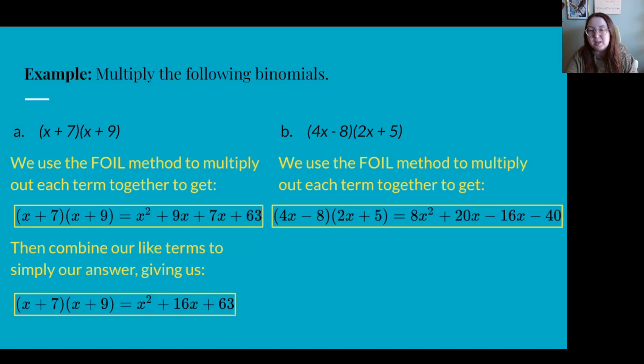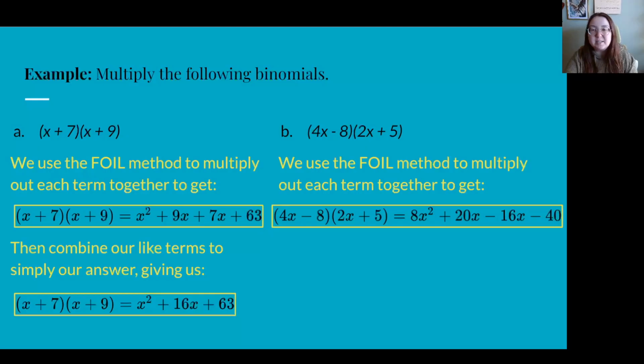Then we do the outer terms, so 4x times 5, so the ones on the outside. 4x times 5 would be 20x. Then we do the inner terms. Negative 8 times 2x gives us negative 16x. And finally, the last terms, negative 8 times 5, which is negative 40. So we write those out.